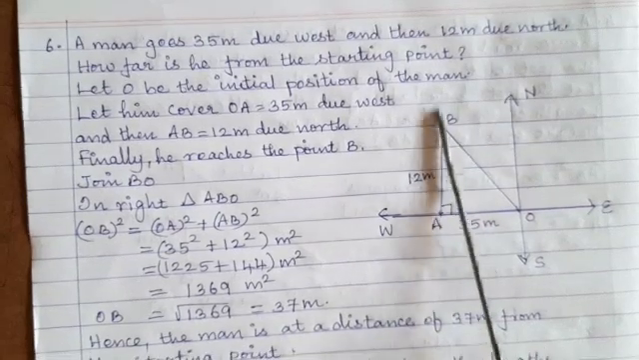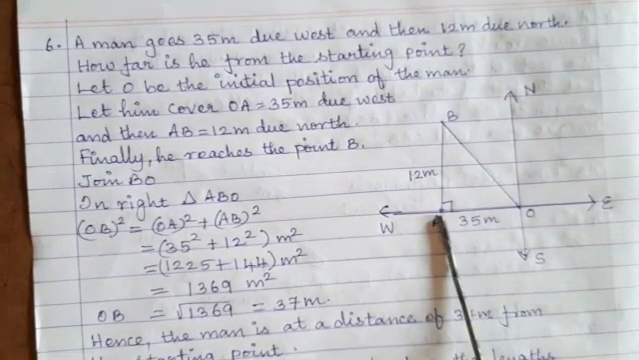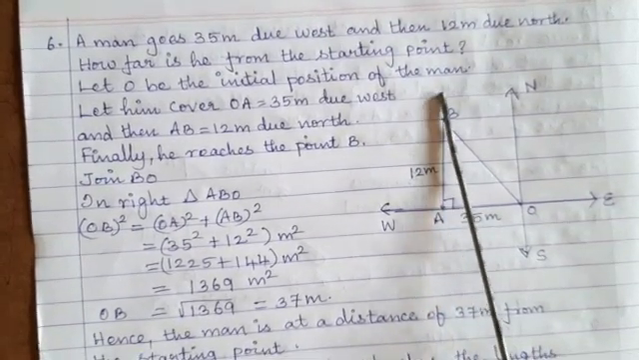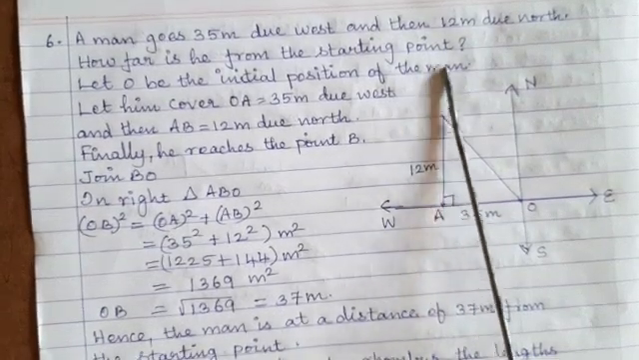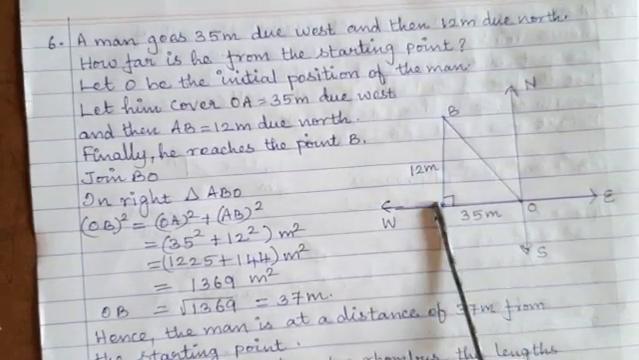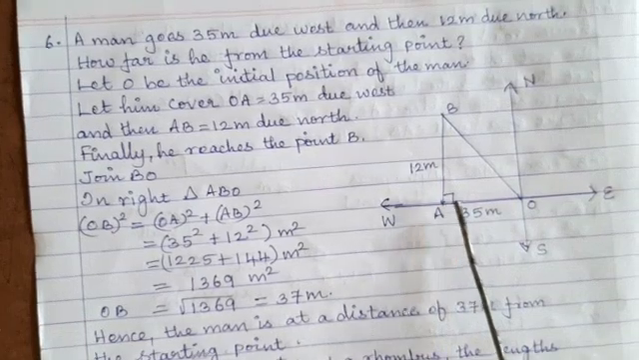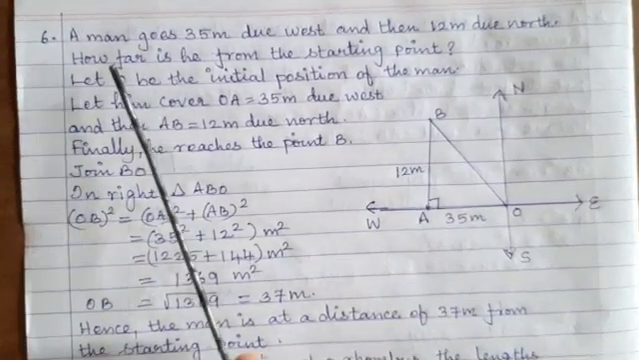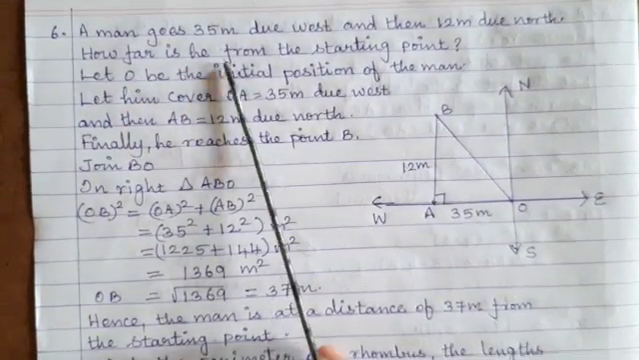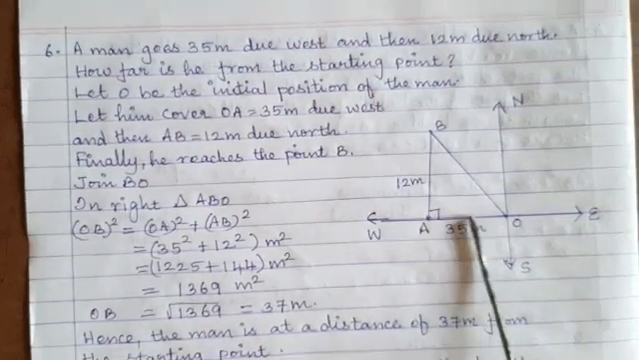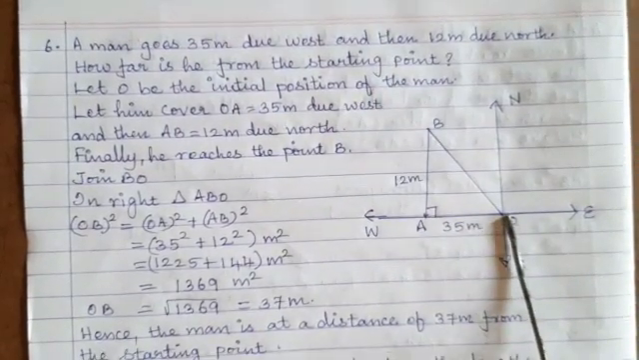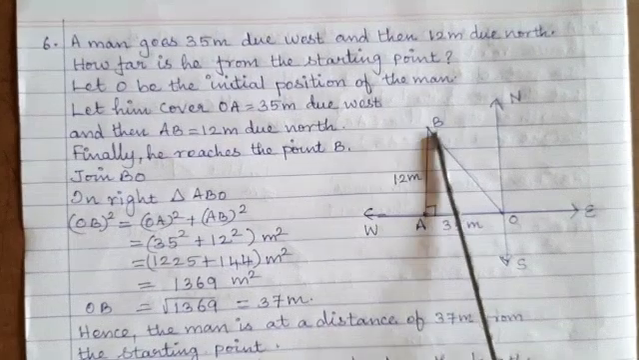Okay, so from OA he is going up, directly perpendicular towards the north side, so the right angle is at A. Now what is the question? How far is he from the starting point? Where is the starting point? Starting point is O and he reached up to B towards north.